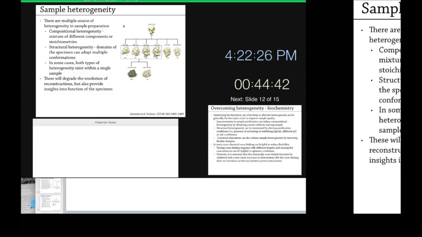And these, as I was just saying, will degrade the resolution of the region that they're bound to and the overall resolution, because you're going to be averaging things that are different, and so your particle alignment algorithm is going to have a harder time forcing things to look similar.